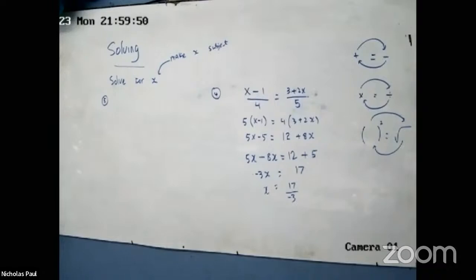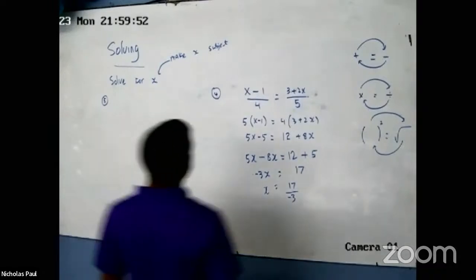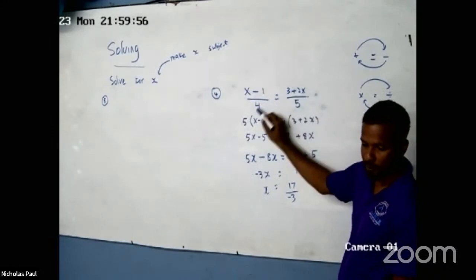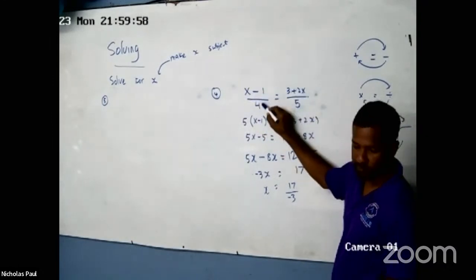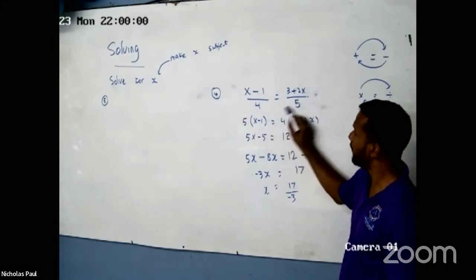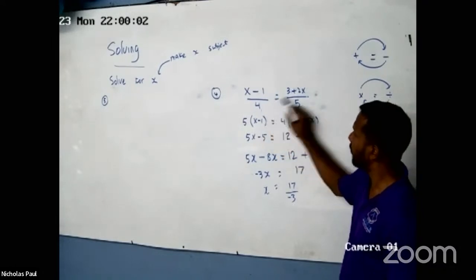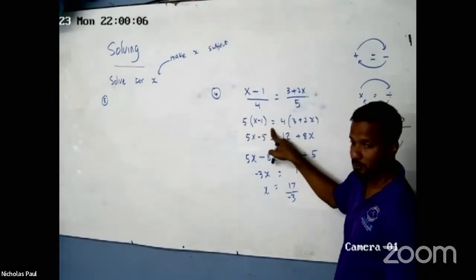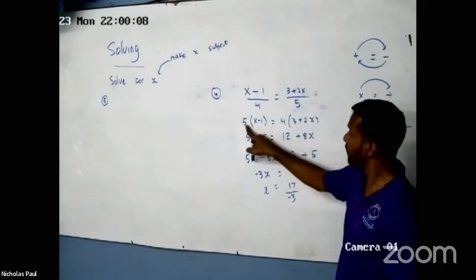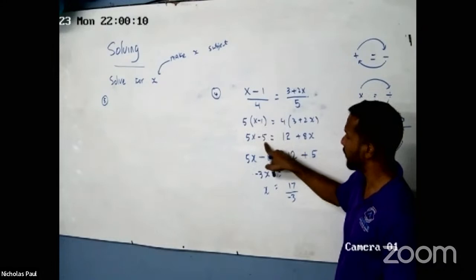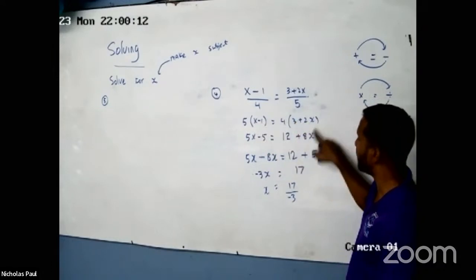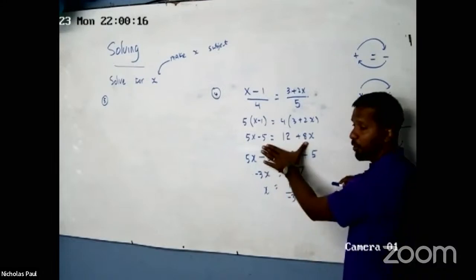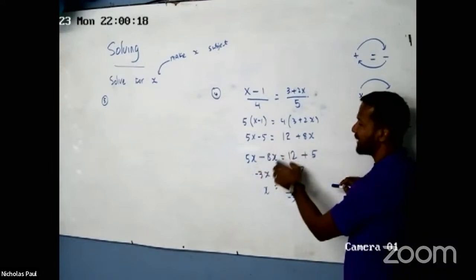Right, so what are the steps again? Two fractions with an equal sign, cross multiply. 5 by this, 4 by this. Then you have your brackets, you multiply it out. 5 by x, 5 by minus 1, 4 by 3, 4 by 2x. When you reach here, follow the rules from before, bring your like terms together.